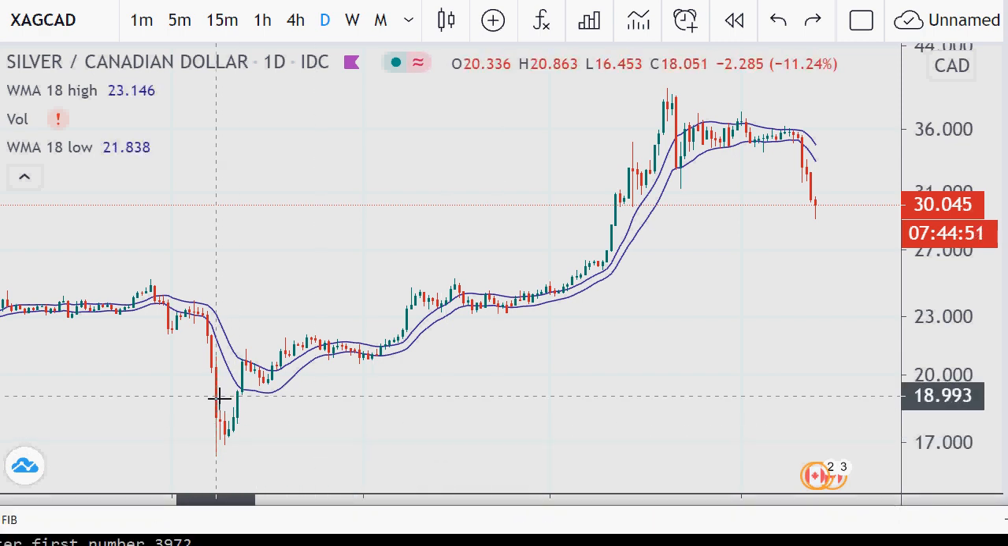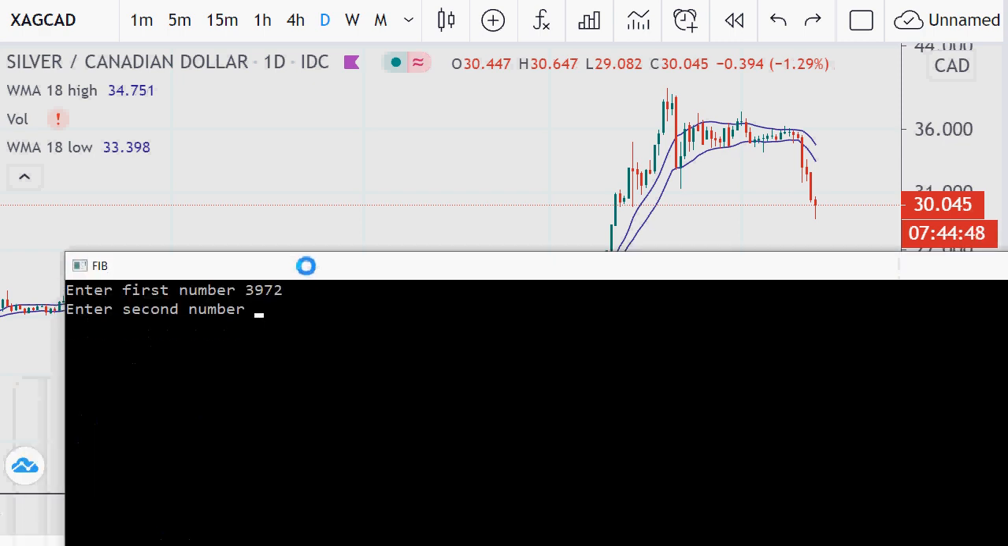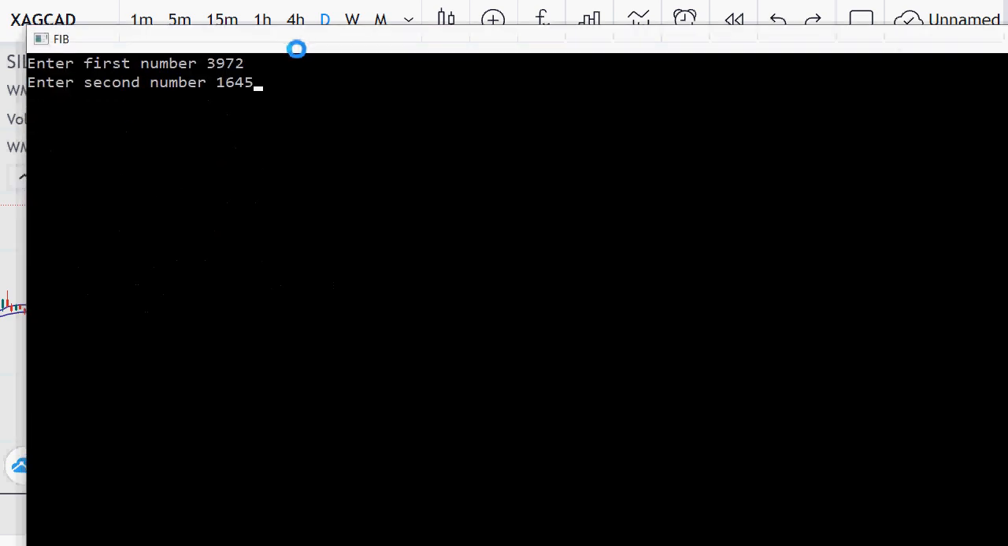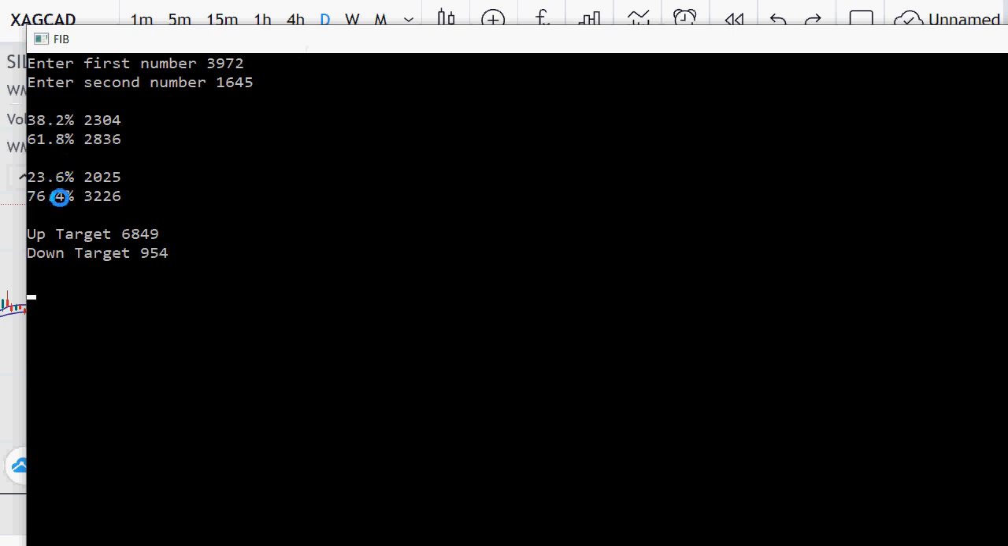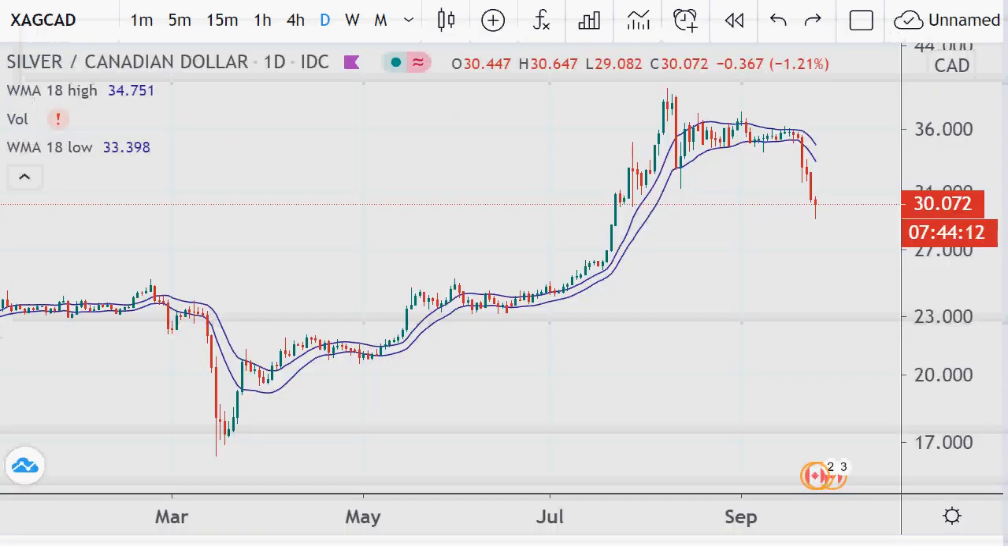$16.45. The reason I'm not putting the decimal in is because I set this program to round the numbers. If I just put 39.72, it'll give me an even rounded number. I don't want that. I want the decimal number. So high divided by low to the root of the exchange numbers, which you can see here. Up target is 1.618 and the down target is negative 0.618. I'm not going to be looking at those. I'm looking at these. The first one is 76.4, because that's 23.6% of the downside. That came in at exactly 32.26.